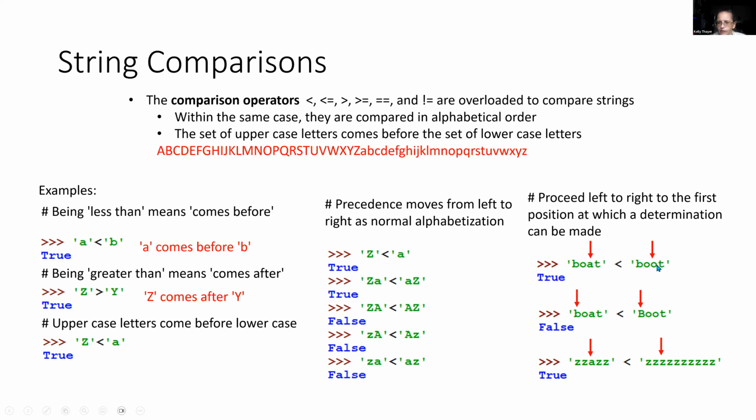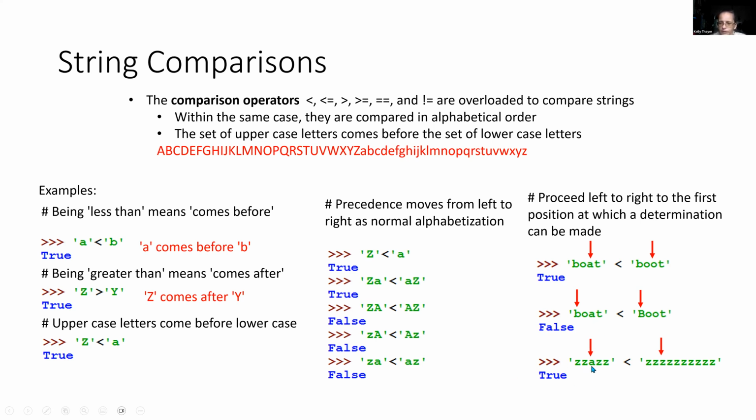A to O, A comes before O. Yes, that is true. So this will be a true statement. So now what if we're going to do boat and boot like this? Because they differ in their capitalization, this says lowercase b comes before capital B. Although boat and boot should be, like in a normal dictionary, boat would come before boot, because of the capitalization here, Python tells us false because lowercase b does not come before a capital B.